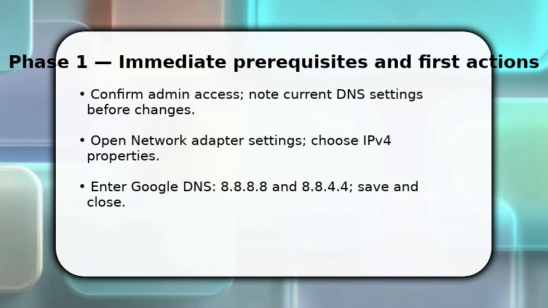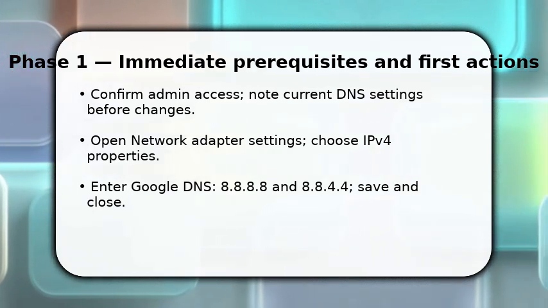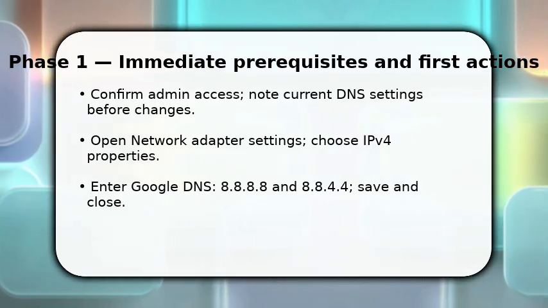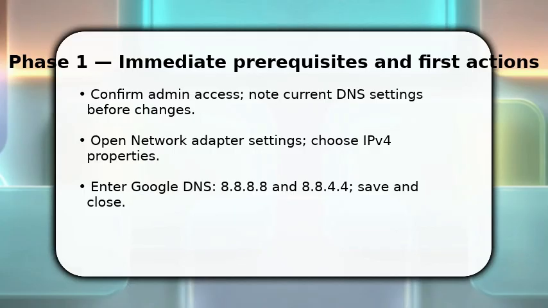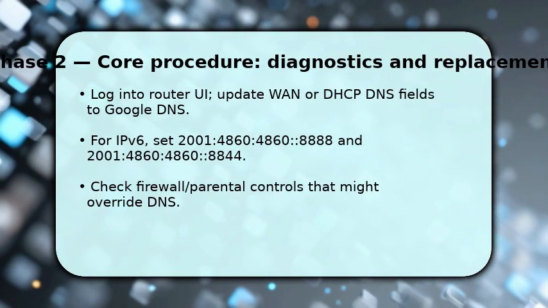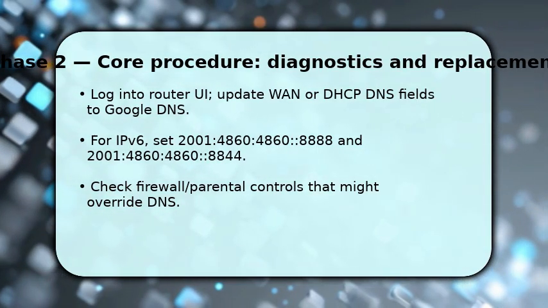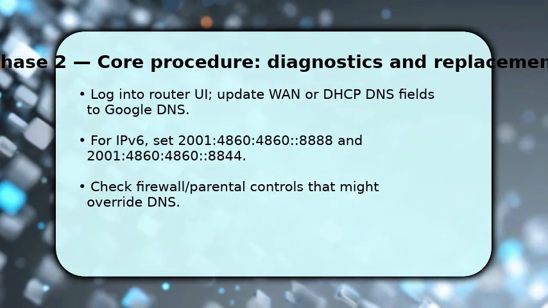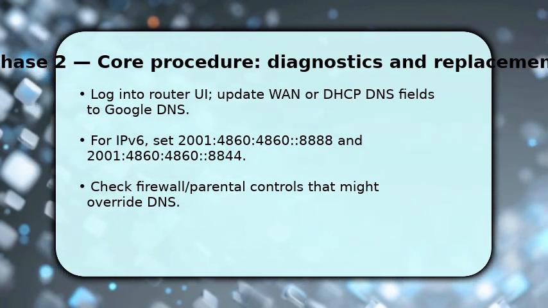This speeds verification. Next, you move to your router if you want whole network coverage. Log into the router admin page and replace the WAN or DHCP DNS entries with the Google addresses so every device receives them automatically. If you use IP6, add 2001:4860:4860::8888 and 2001:4860:4860::8844.